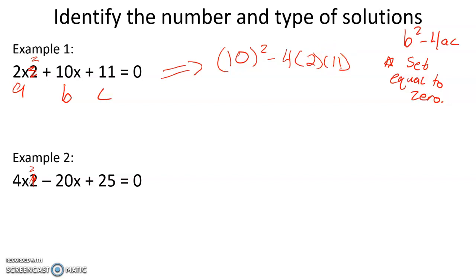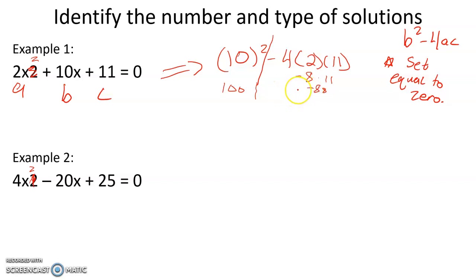Now, the way that I like to do the discriminant is I'm going to cut it, not exactly in half, but right in between the squared and the minus 4. And I'm basically just going to do these separately. I'm going to do the 10 squared, which is 100. And then I'm going to treat this over here like negative 4 times 2 times 11. So if we do that, negative 4 times 2 is negative 8, times 11. That's going to get us negative 88.